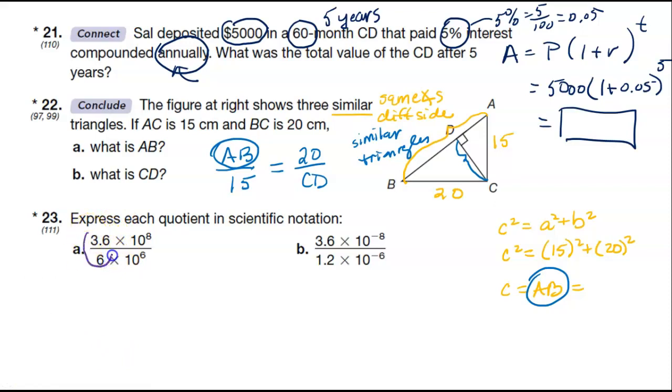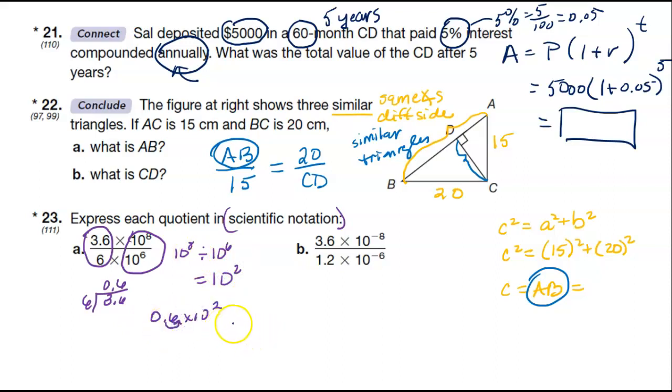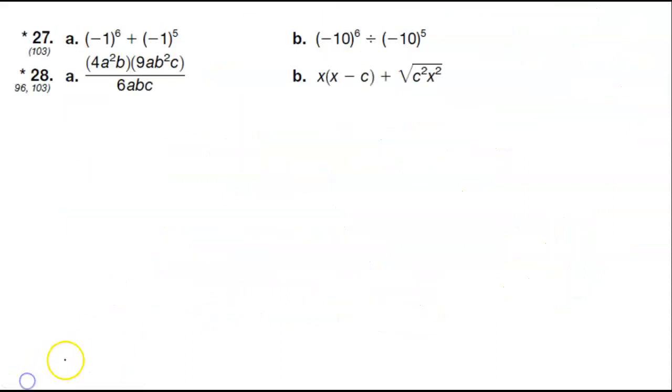Okay, so here we're going to divide this first. So 3.6 divided by 6 gives me 0.6. We're going to have to fix that because it's supposed to be in scientific notation. And then 10 to the 8th divided by 10 to the 6th is equal to 10 to the 2nd because we subtract. So I have 0.6 times 10 to the 2nd. I'm going to have to move this one. When I do that, I have 6 times 10 to the 1 times 10 to the 2, which is 6 times 10 to the 3. Okay, I'm going to let you do B. Let me know if you have any questions on it.